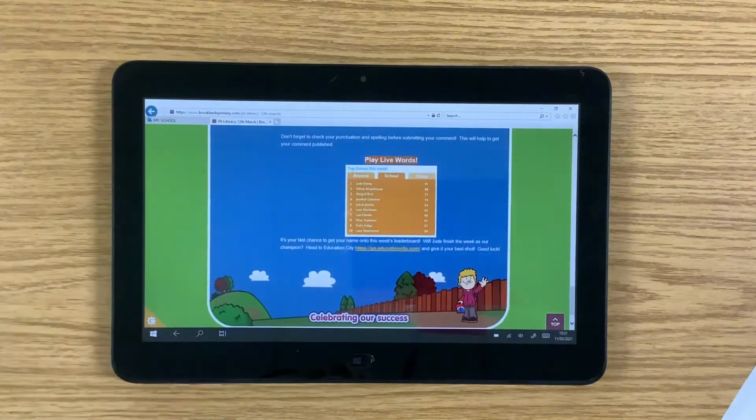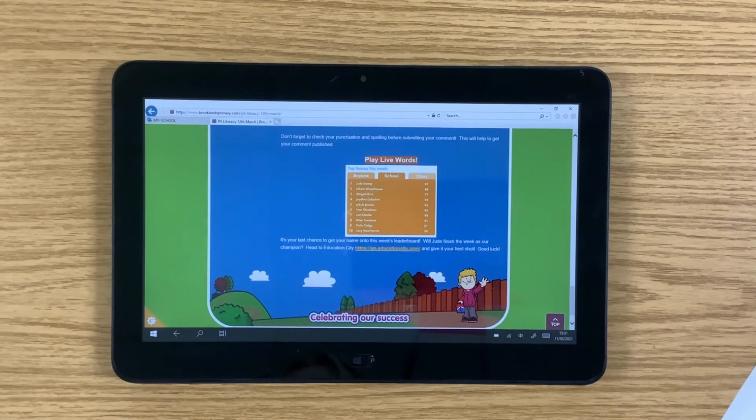For your final challenge, why don't you head back over to Education City and do some Play Live Words. More amazing scores this week, P6. Oh my goodness. At the minute, at the time of me filming this, the top 3 are Jude, Olivia and Abby. But it is very close just behind them. Jadal is catching up so close.